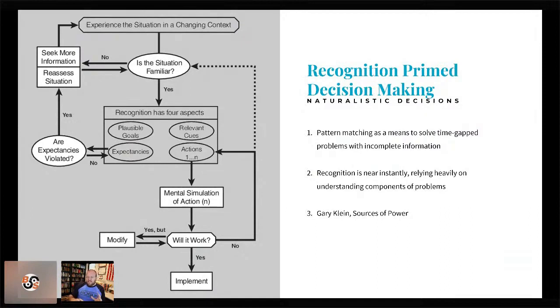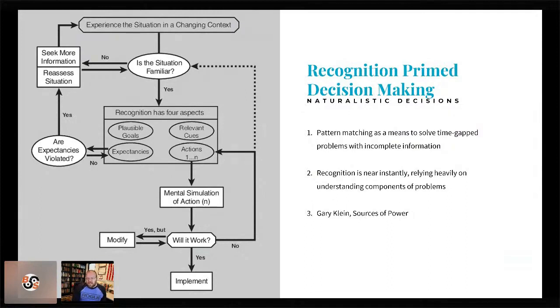Back in the 80s or early 90s, a gentleman named Gary Klein bid for a contract with the US military because they were having a problem teaching field commanders how to solve difficult problems that were time gapped, meaning they had to solve them relatively quickly, and they didn't necessarily have complete information to make those decisions. They had gone down the route of making a flip chart that said, if this, go look over here, and if that, go look over here. And it failed. It was awful.